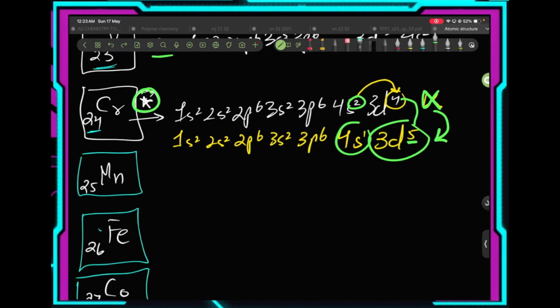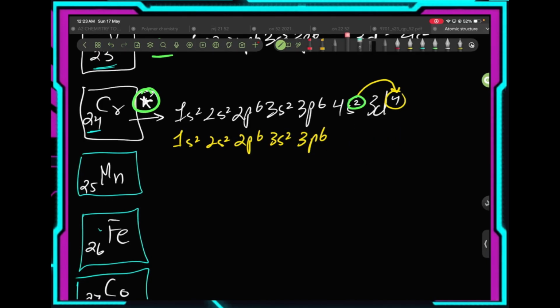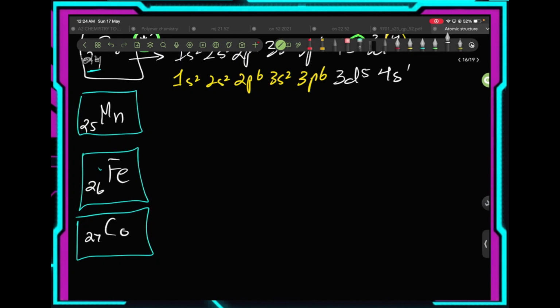And at the end, after excitation of the electrons, what will you do? We flip them. So just flip them, and we'll write 3d5 and 4s1.